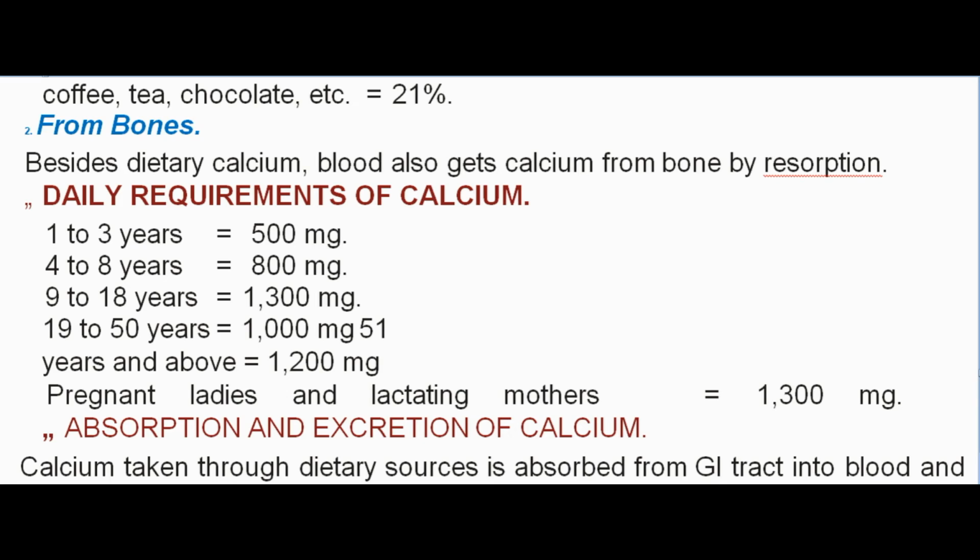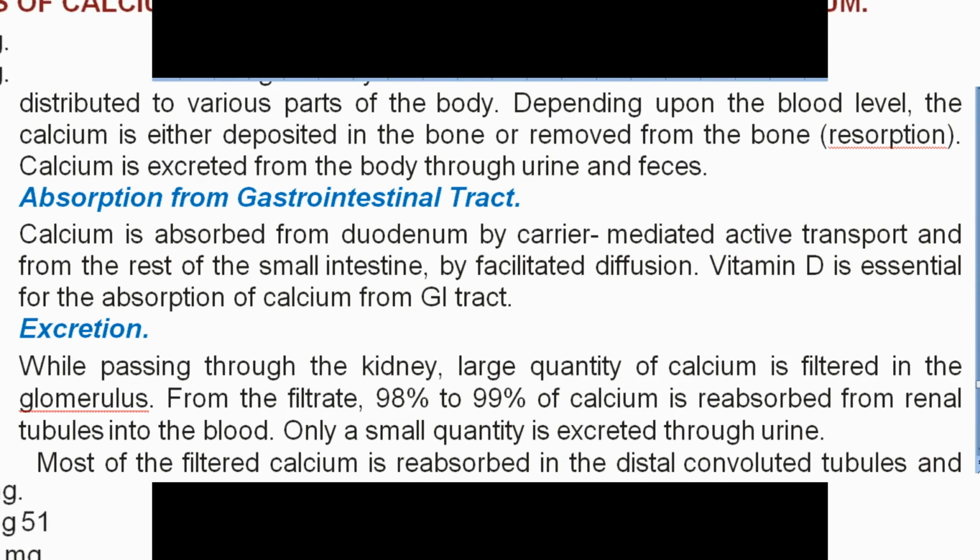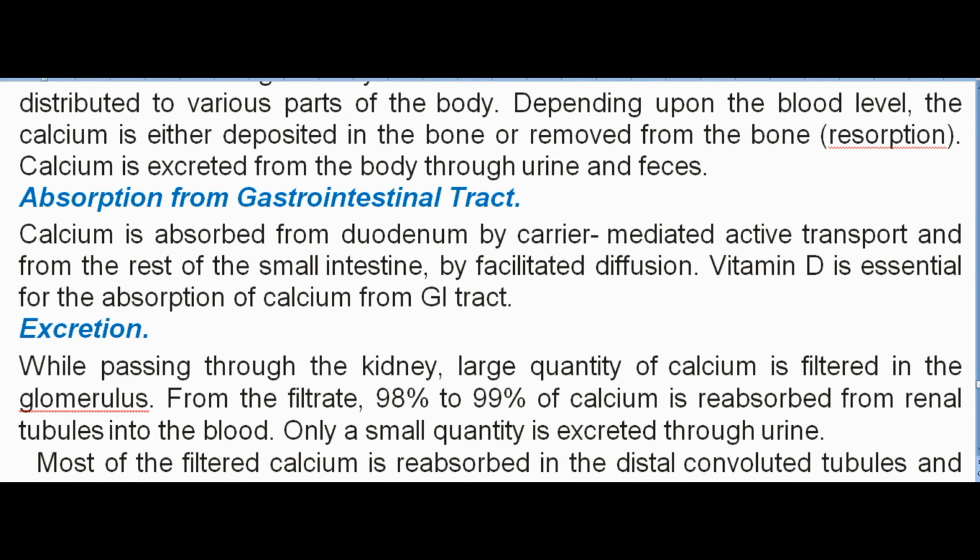Absorption and excretion of calcium. Calcium taken through dietary sources is absorbed from the GI tract into blood and distributed to various parts of the body. Depending upon the blood level, the calcium is either deposited in the bone or removed from the bone, resorption. Calcium is excreted from the body through urine and feces.